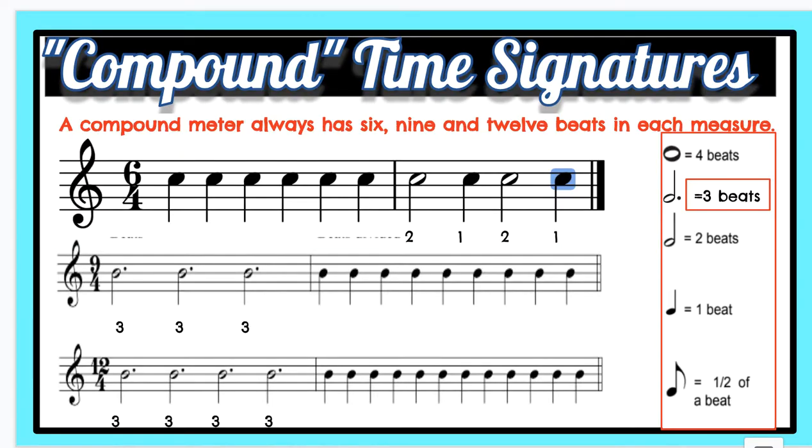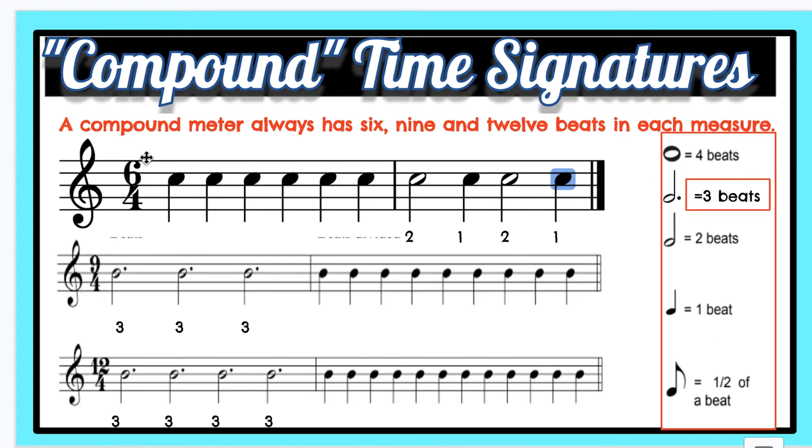So today we're going to be learning about a new type of time signature, compound time signatures. A compound meter or compound time signature always has 6, 9, or 12 beats in a measure. So pause the video at this time and write down these examples of compound time signatures. Okay, so after you've written this down, let's take a look at our chart to this side.